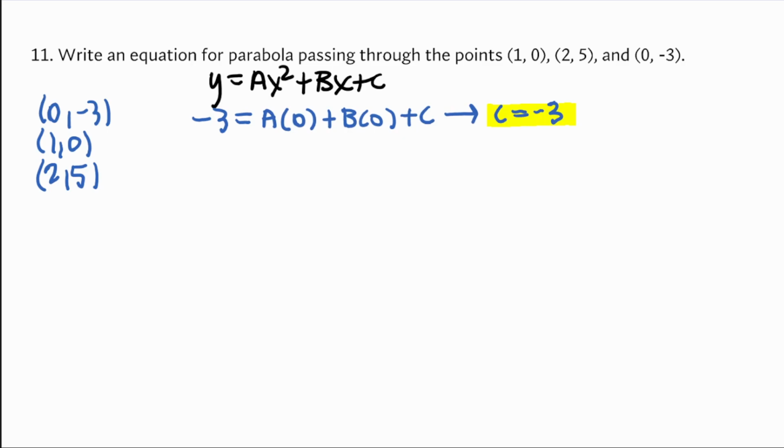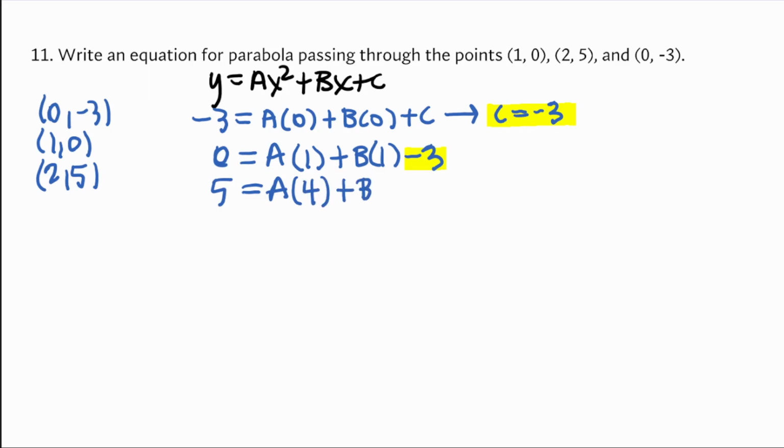Okay, and I'm just going to use that when I'm setting up the other two equations. So x equals 1, y equals 0. 0 equals a times 1 plus b times 1. Both of those are 1s because 1 squared is just 1. Plus c, which is minus 3. I'm just going to plug that in right now because I already know what c is. And then y equals 5 when x equals 2, so that would be a times 2 squared plus b times 2 plus c, which is, again, minus 3.